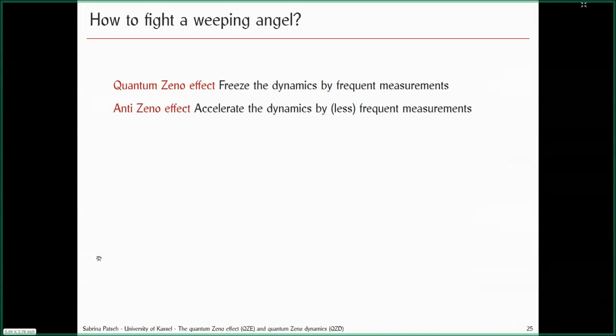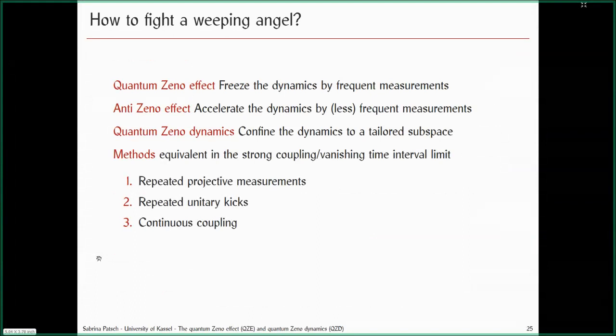Then you can do the anti-Zeno effect, which is not that smart if you find the weeping angel, because you can look at it and then maybe it attacks you even faster. But maybe you want to do that. Then you have the Zeno dynamics, which means you look somewhere where the angel is not, and then the angel cannot go there. So you can confine the angel, or you can confine the dynamics of your system to a tailored subspace.